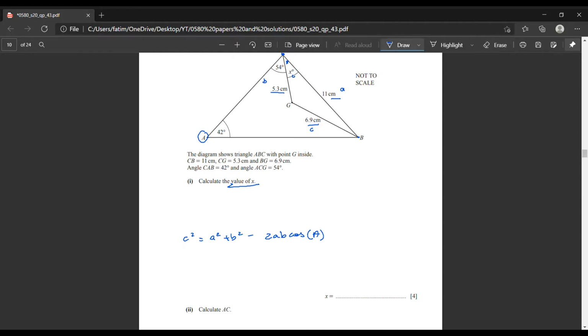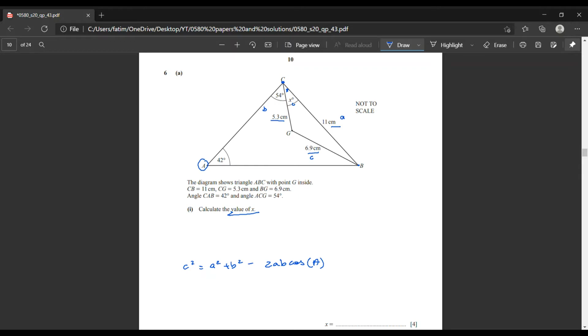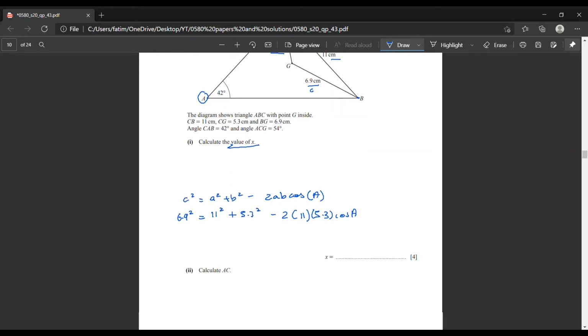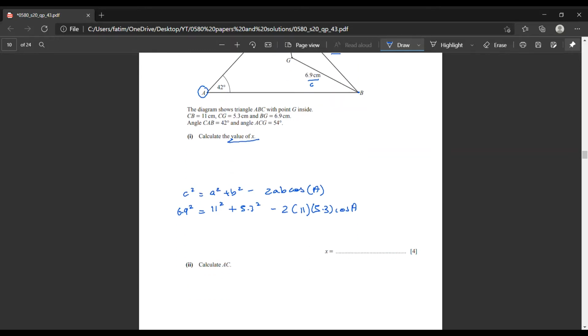Okay, so I'll just plug in the values. So this is 6.9 square is equal to a square is 11 square plus 5.3 square minus 2 into a over here is 11, b over here is 5.3 cos a. So now we have to solve for a. We have to make the angle a as the subject of the formula.